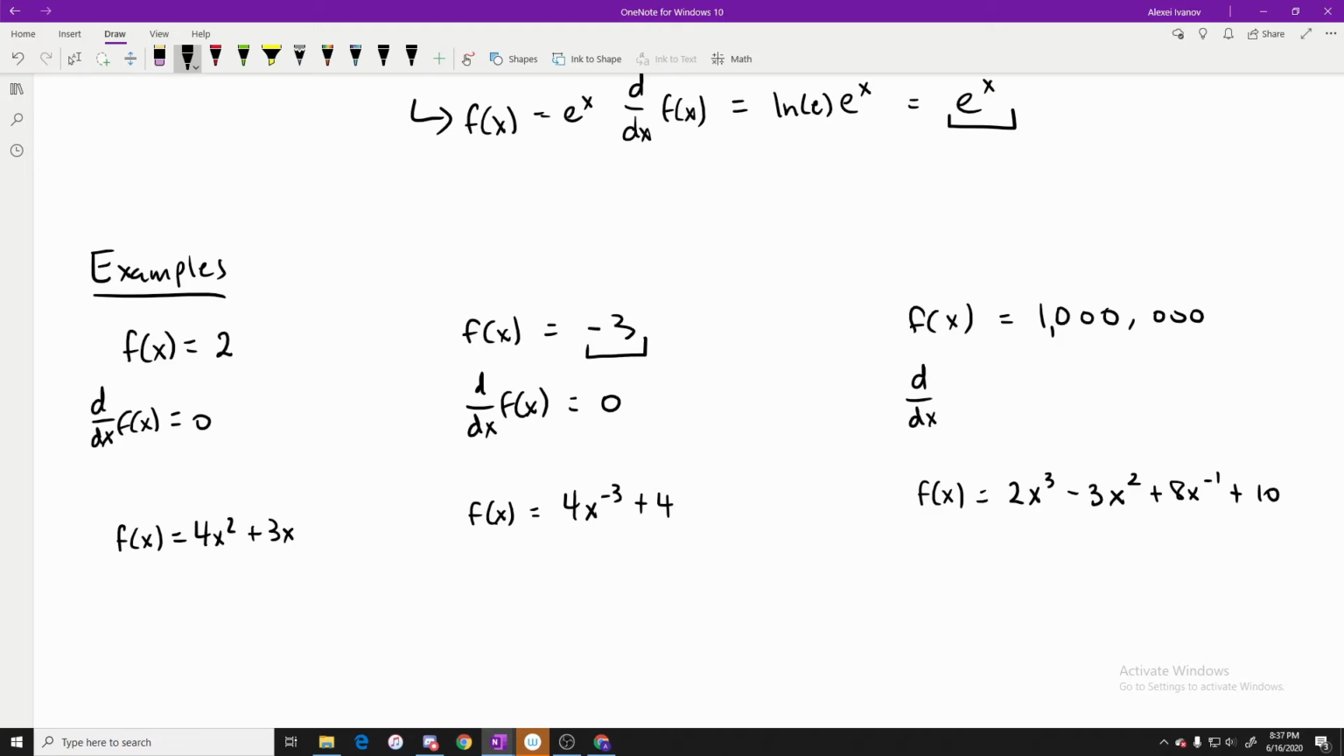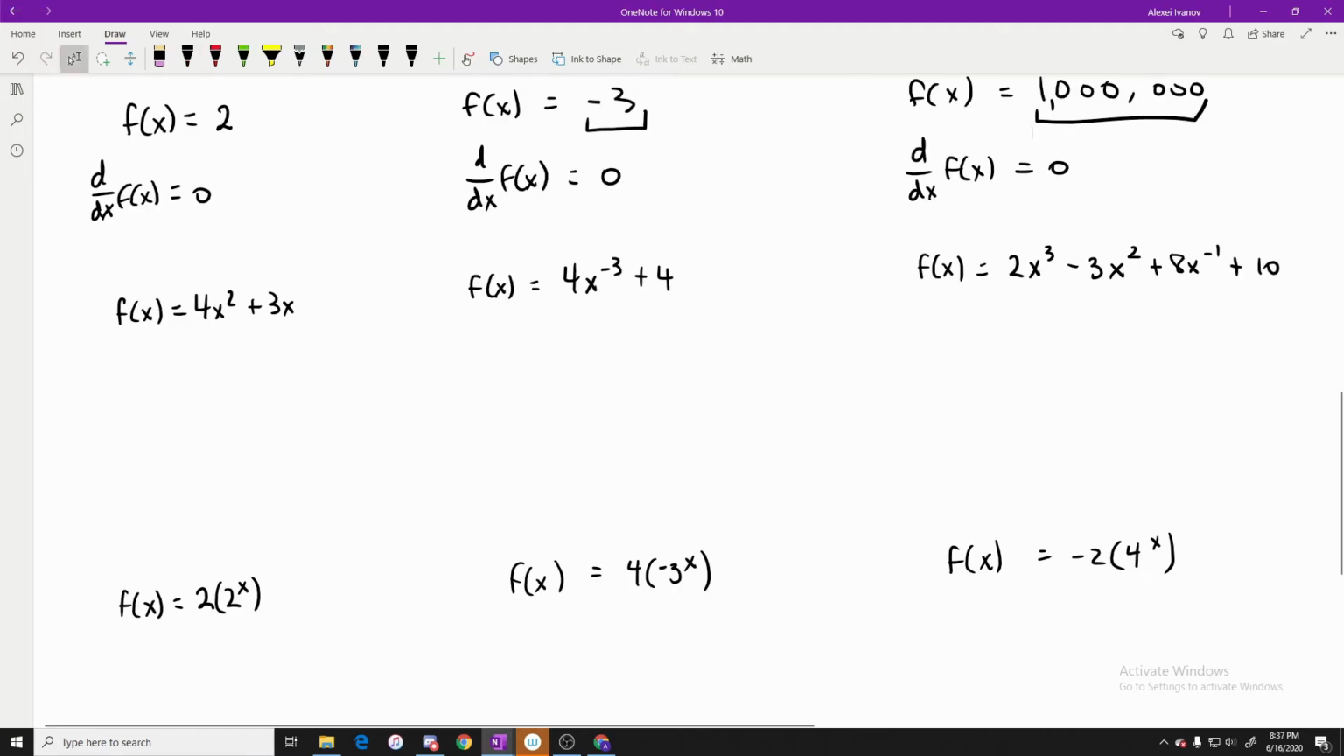And lastly, this right here is also going to equal 0 because even though it is a big number, the rate of change is 0. That's what the derivative is. If we have this constant function just sitting up at y equals 1 million, the rate of change is 0. It doesn't change as the x changes at all. Now moving on to a bit more interesting functions.